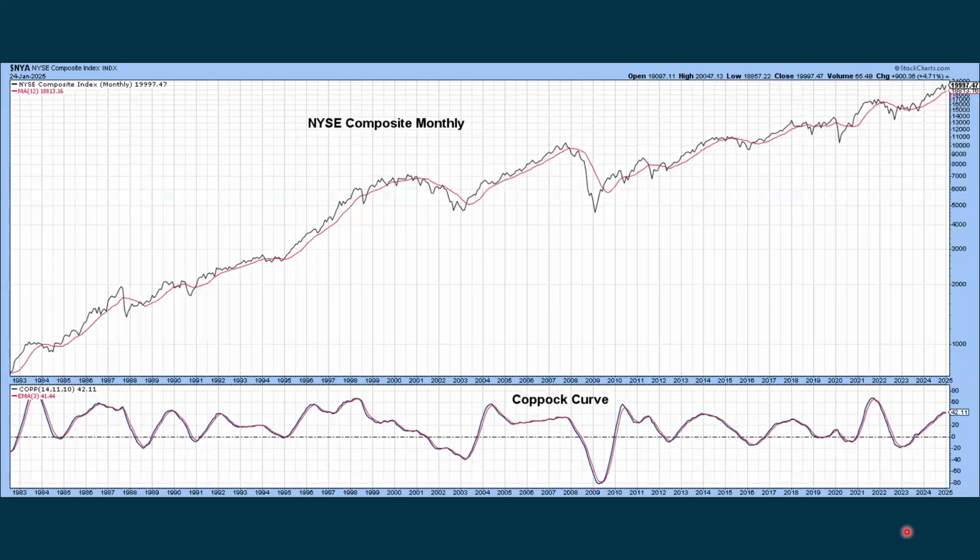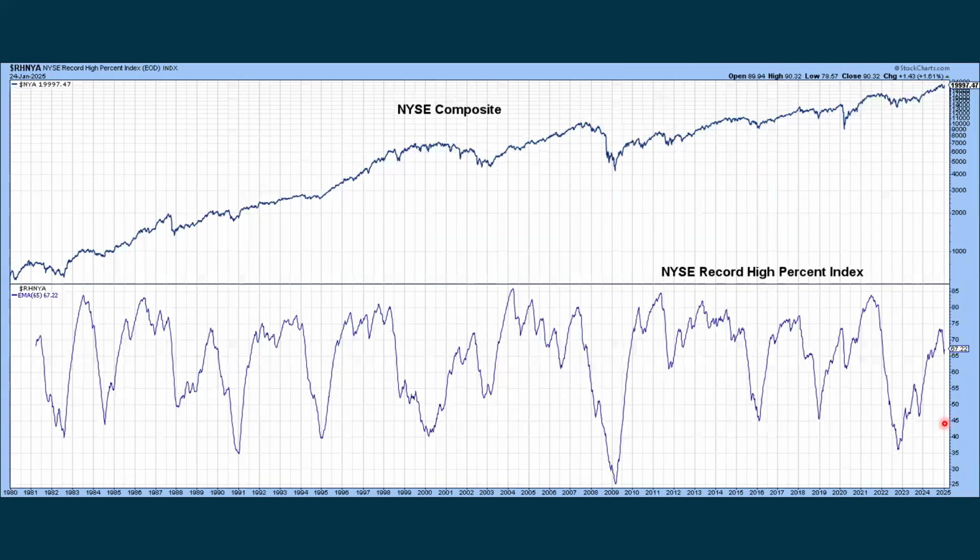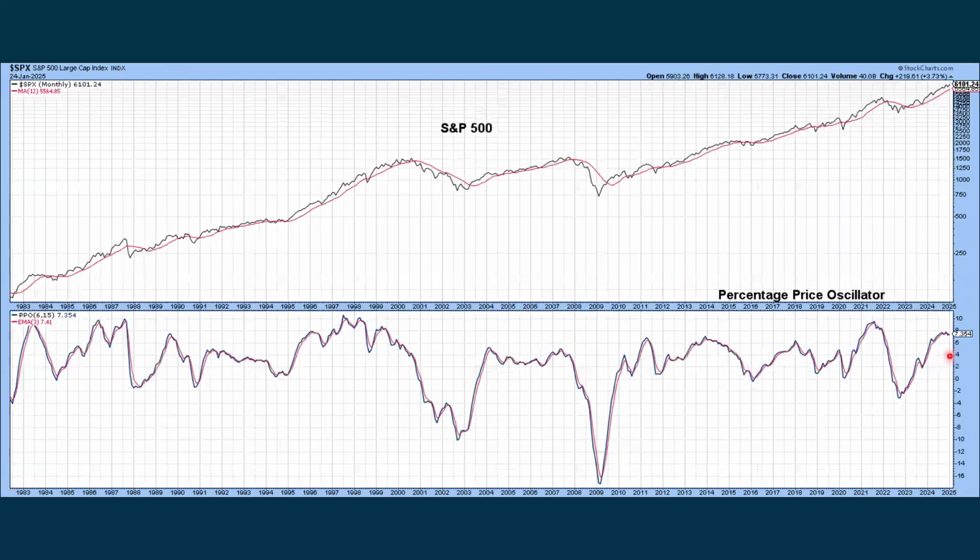And then we keep an eye on some long-term trends. This is a monthly chart of the NYSE. Still looking really solid. Not back to an all-time high yet, but doing quite well. And the momentum is still hanging in there, being positive as measured by the Coppock curve momentum oscillator. Here's a daily chart with the NYSE record high percent index. It had been coming down. Now it's been ticking up lately. And so we're seeing some improvement on a daily basis.